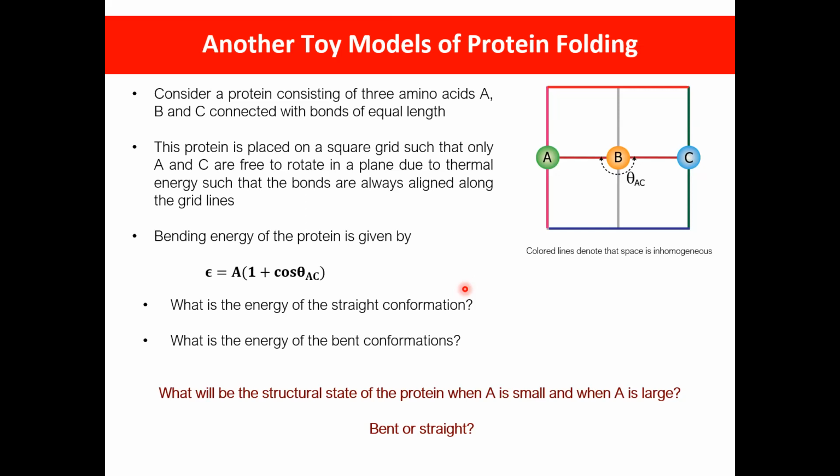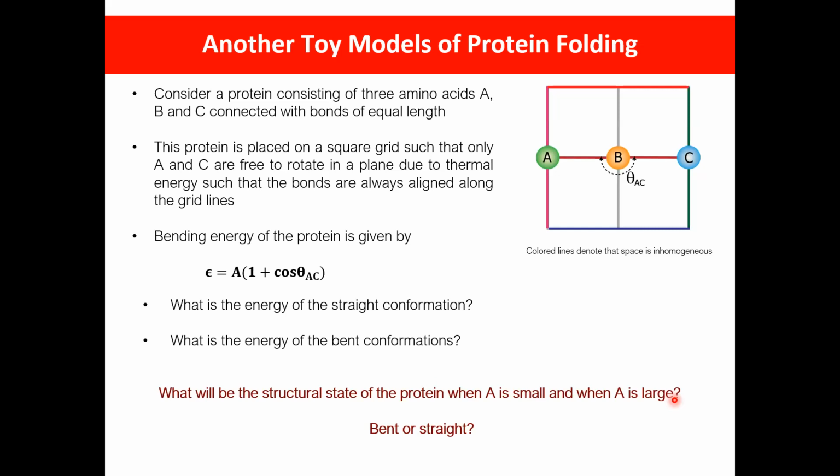The question being asked here is, what will be the structural state of this protein when A is small and when A is large? Now if you apply classical mechanics to this problem, which state will be preferred, or in which state will you find this protein? Straight, whether A is large. It will be found in the straight structural state, because that has the lowest average energy.